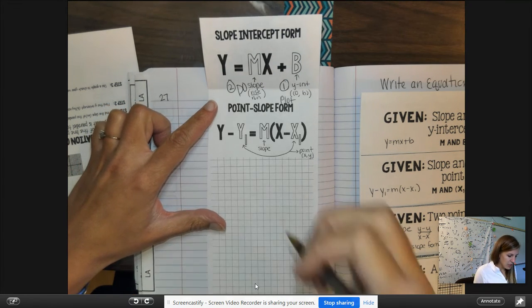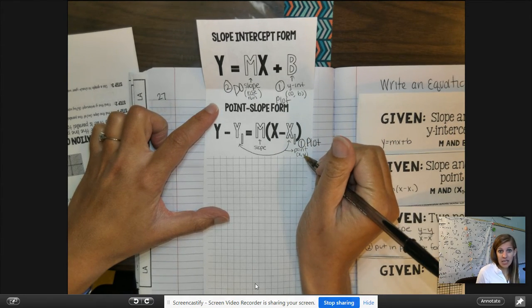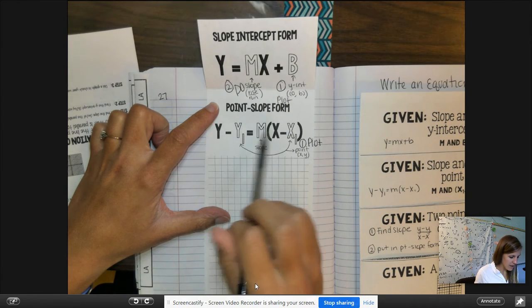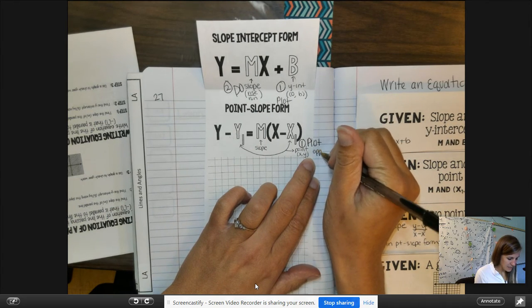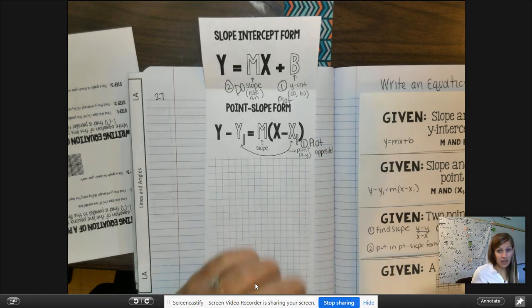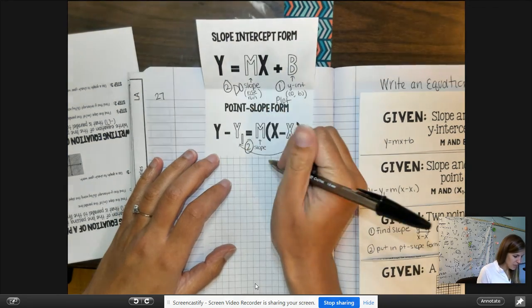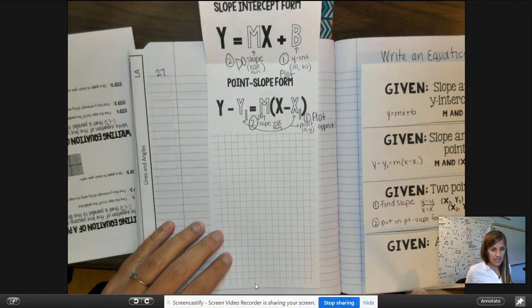Now, point slope form is a little bit trickier. You first still want to plot your point, but it's a little bit of a weirder point. It's not just on the y-axis, it's this xy value. And because of the negatives, it's opposite. So if you look at the equation and you see y minus 2, that's really a positive 2. And if you see x plus 7, then that's really a negative 7. And then you'll second do your slope as rise over run to get your second point.